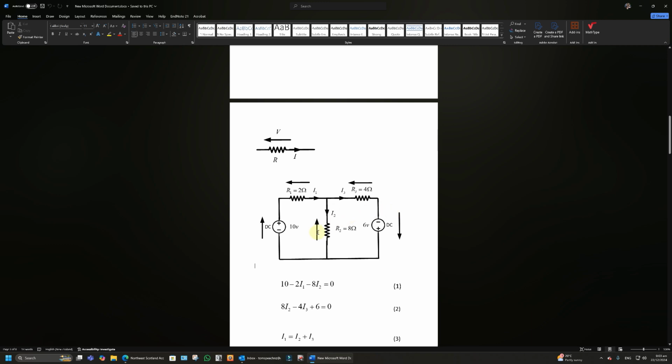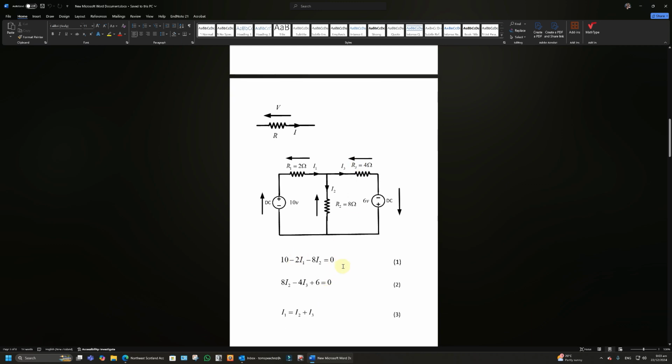So you've got I2R2 minus 6, or plus 6, minus 4I3 equals 0. So you get two equations. And once you've got them, the rest's easy. I mean, the rest is just algebra.